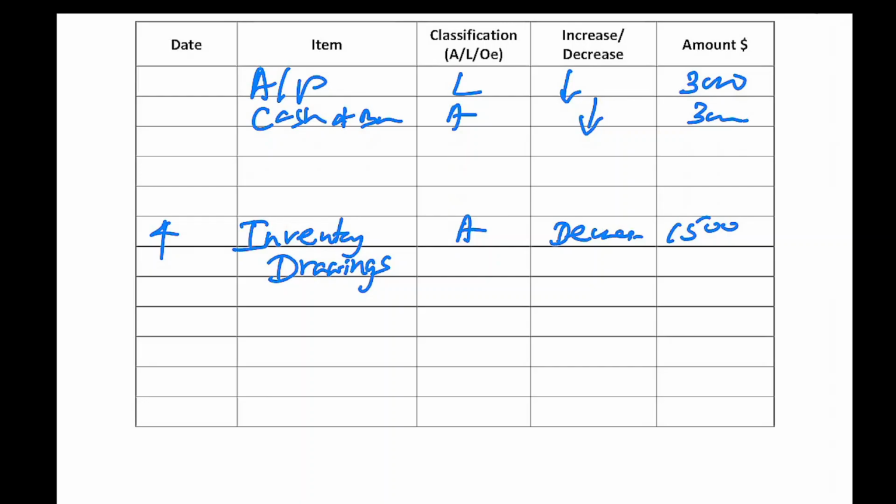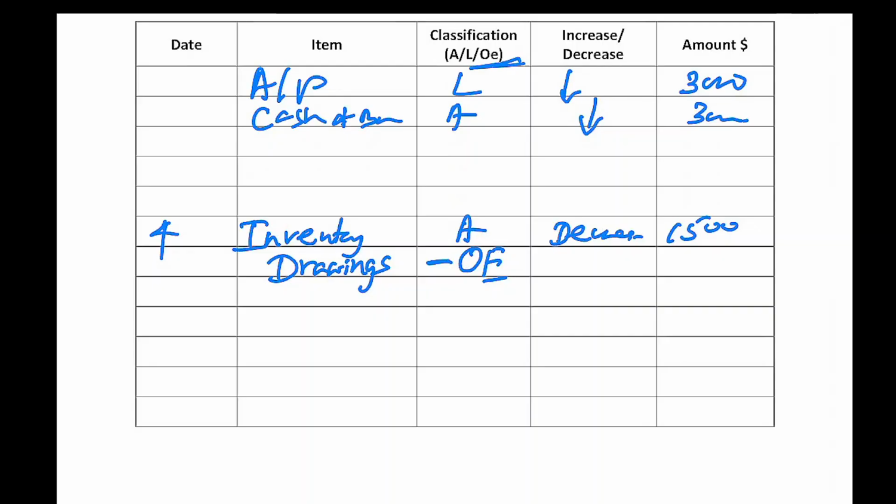Classification: owner's equity, negative value. Correct. Even though we don't have something called negative OE in the heading, you still write negative owner's equity. Increase or decrease? It's going to be interesting. Increase. I wrote decrease, for some reason. Diane? Increase.